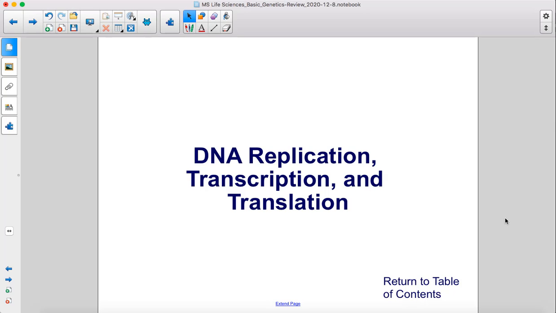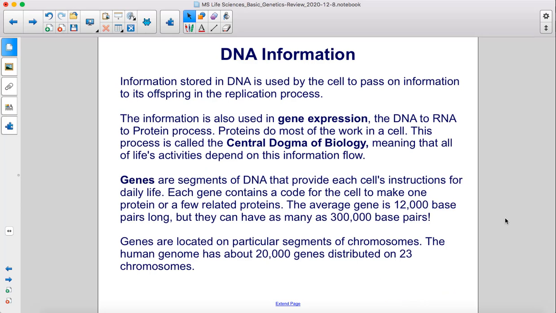DNA replication, transcription, and translation. Information stored in DNA is used by the cell to pass on information to its offspring in the replication process. The information is also used in gene expression, the DNA to RNA to protein process.